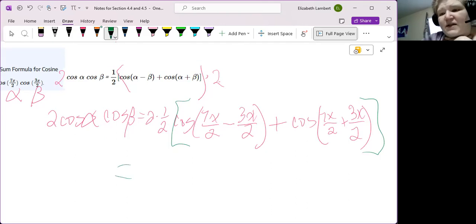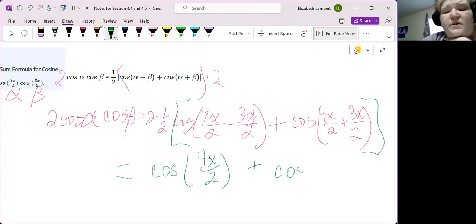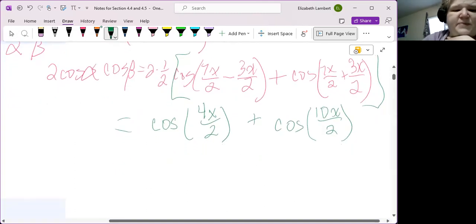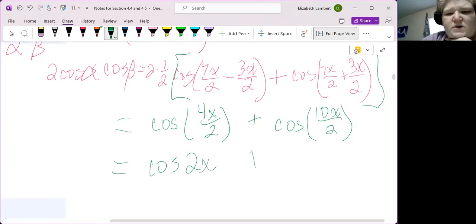So now the inside stuff here, we can map that together, and they already have common denominators. It's very common for them to do in problems like this. So 7x's minus 3x's is 4x's. So this is the cosine of 4x over 2 plus the cosine of 7 plus 3x, now is 10x, so 10x over 2. And this can be written then as the cosine of 2x plus the cosine of 5x.